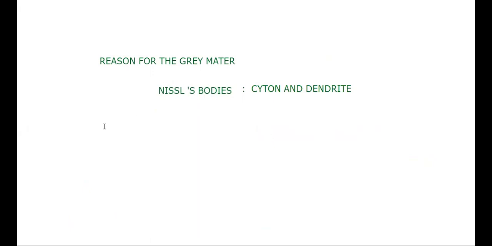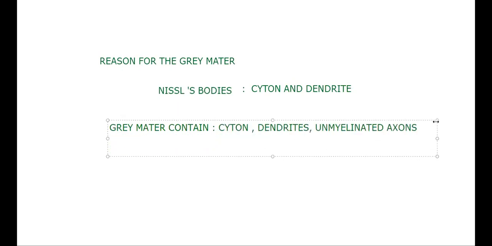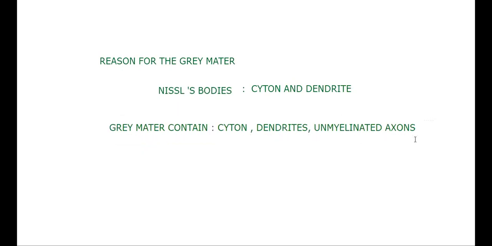Based on this, we'll make a question. Gray matter contains the cytons as well as dendrites. Then there is another possibility, unmyelinated axons. If present, what kind of axons can be expected? Unmyelinated axons are expected. So that's it: cyton, dendrites, and unmyelinated axons. That means there is no problem with the color with unmyelinated axons. They don't have any color.